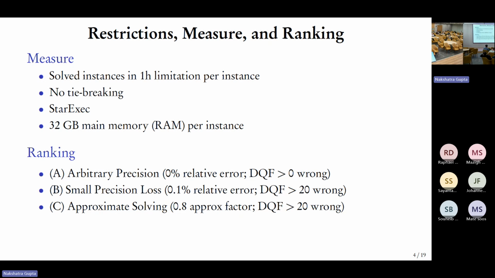The first one is arbitrary precision, where the solvers are expected to return the exact count for all the tracks. For the second ranking scheme, we allow small precision loss, where we allow 0.1% relative error. This is because not all the solvers use big number libraries that can be precise to the last bit. And we say a solver is disqualified if it has more than 20 instances outside this precision bound. We have the third ranking, rank C, an approximate solving rank, where we allow an epsilon factor of 0.8, and we also say a solver is disqualified if it has more than 20 instances wrong.